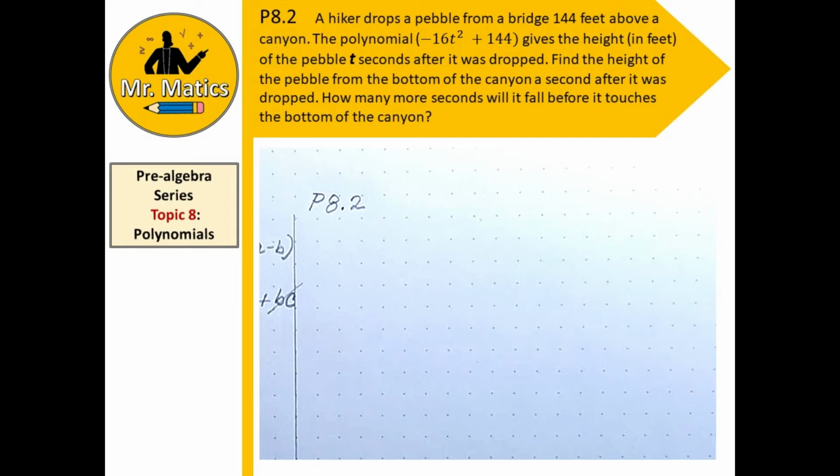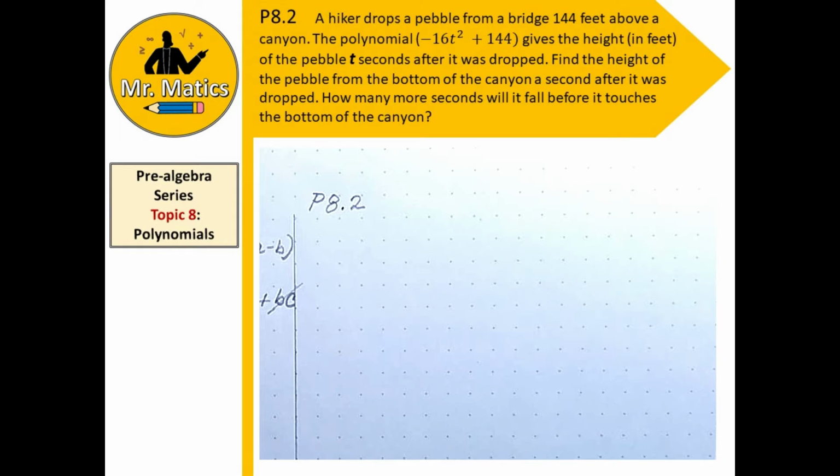A hiker drops a pebble from a bridge 144 feet above a canyon. The polynomial minus 16t squared plus 144 gives the height in feet of the pebble t seconds after it was dropped. Find the height of the pebble from the bottom of the canyon a second after it was dropped, and how many more seconds will it fall before it touches the bottom of the canyon.